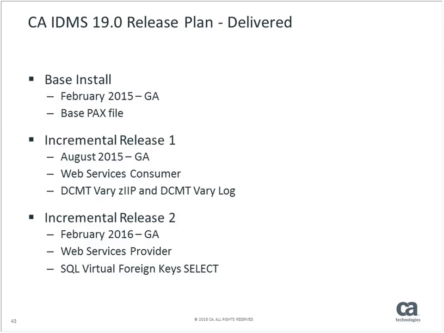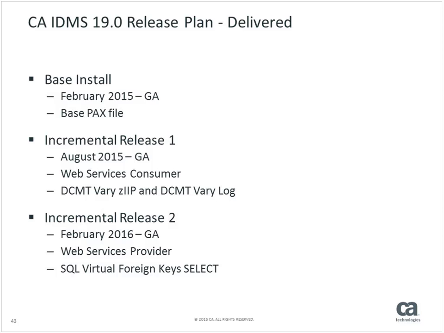Incremental release 2 was just GA. This also had been available for a while for our validation users. This is GA, I believe, last week. And the major features in incremental release 2 are the web services provider feature. Again, that's the ability for an IDMS application to be invoked as a web service from outside of IDMS.